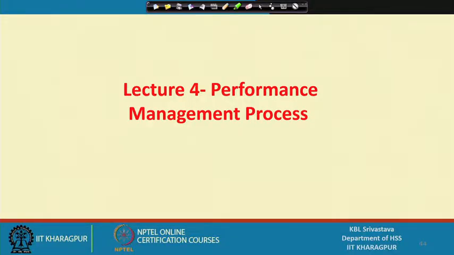In the third lecture, we have seen how we can develop a good performance management system and what its characteristics are. Now, in this lecture we are going to talk about the performance management process, that is, how we go about it when it comes to managing performance. Here we are going to discuss how to manage the performance of the individual, group or the organization, but the main focus here is on individual performance.